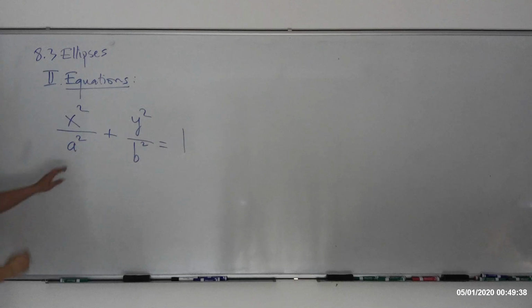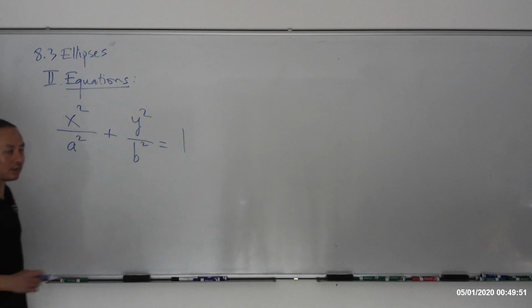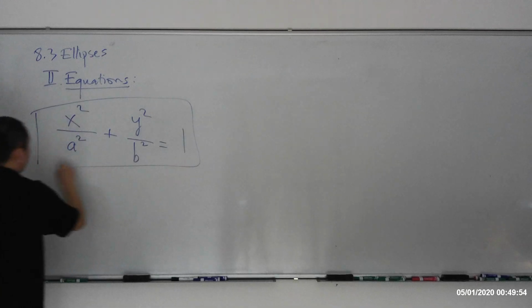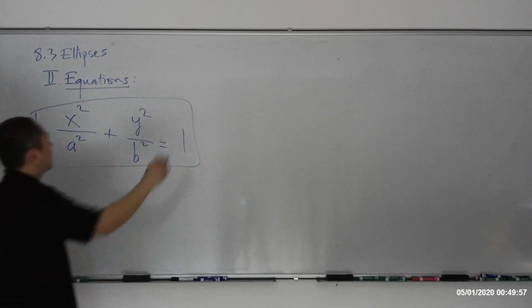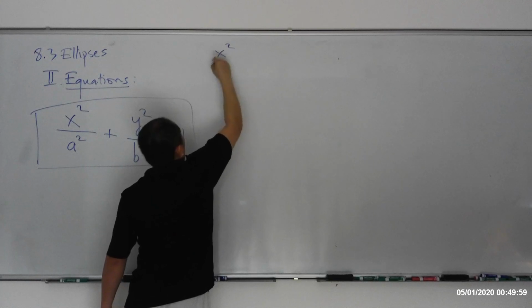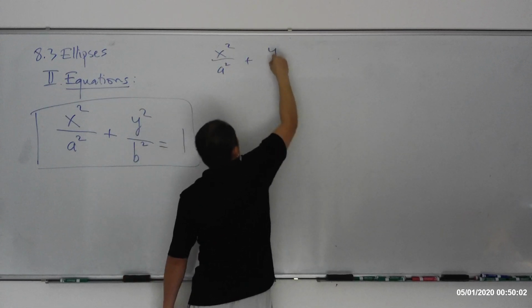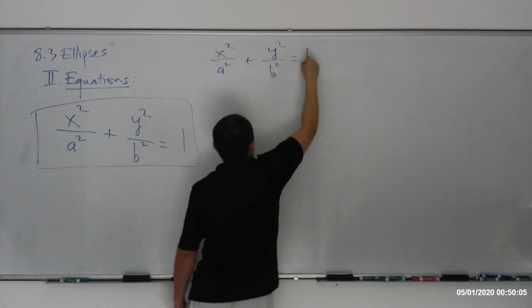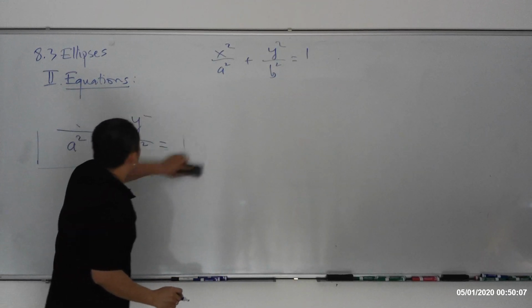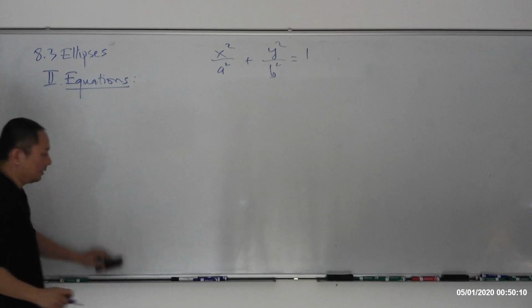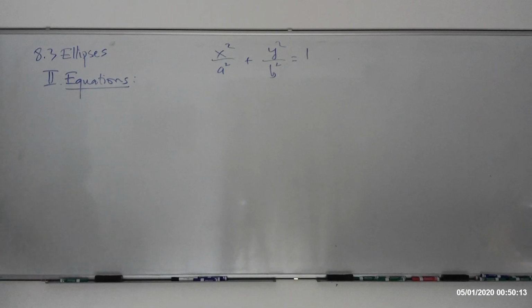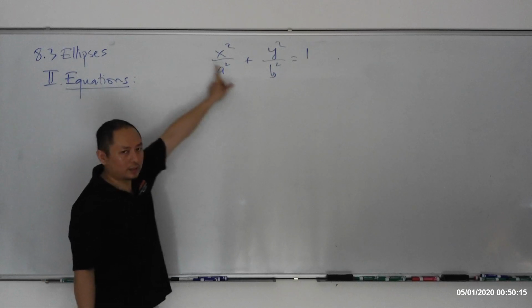I'll try to be consistent about a and b, where a and b are just positive numbers. A will always go with x, b will always go with y, so I'm not going to change those. This is the equation I want to show you. Let me write it up here small so I have some room to write: x squared over a squared plus y squared over b squared equals 1. Both a and b are numbers, and I always write a goes with x, b goes with y.